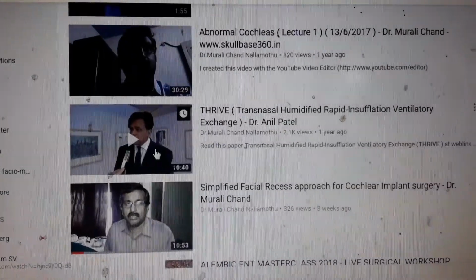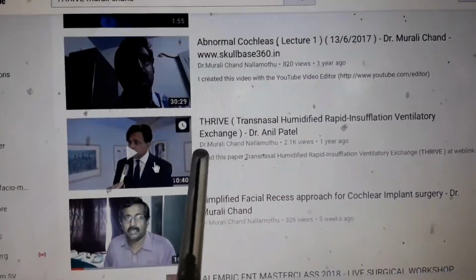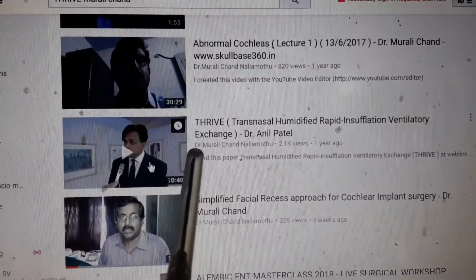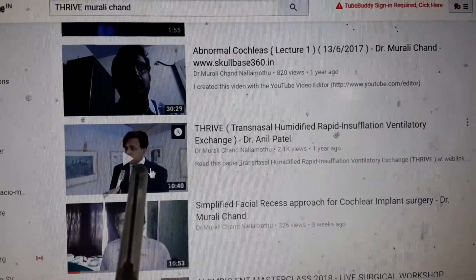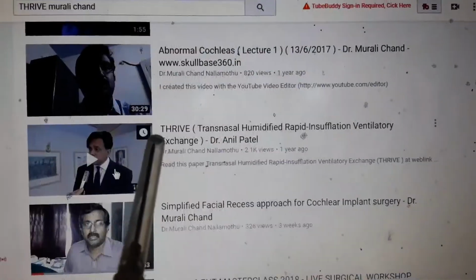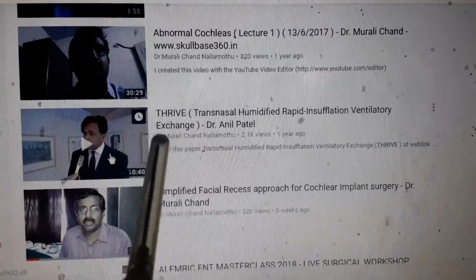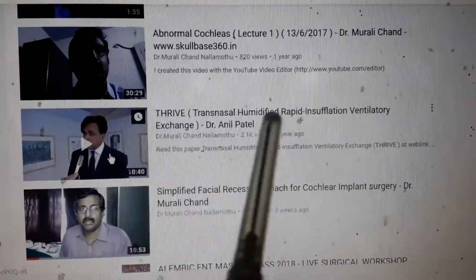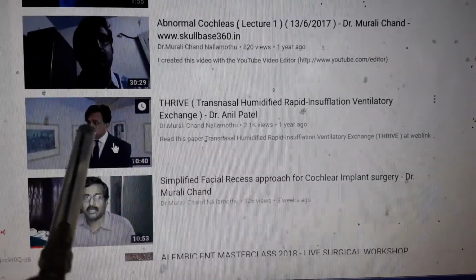So this is called THRIVE. This is THRIVE, in which you can face difficult no intubation, no ventilation problems. Dr. Anil Patel, he is of Indian origin, now working in England. He has discovered this, and Dr. Rakesh Srivastava from Lucknow is doing a lot of work on this THRIVE. THRIVE means Transnasal Humidified Rapid Insufflation Ventilatory Exchange. The whole video is there on YouTube. You can go through that.